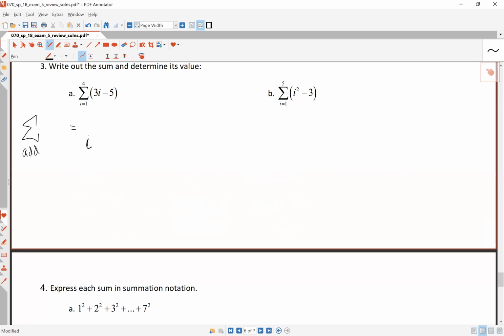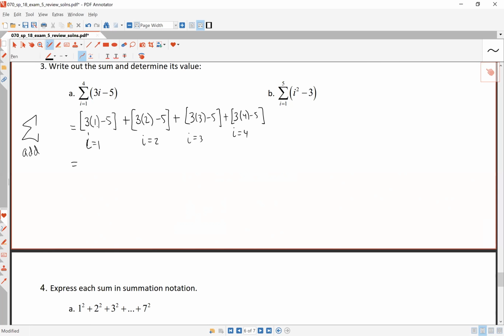We're going to set i equal to 1, and the first term is 3 times 1 minus 5. And we're going to add to that the second term by setting i equal to 2, 3 times 2 minus 5. i equals 3, 3 times 3 minus 5. i equals 4, 3 times 4 minus 5.